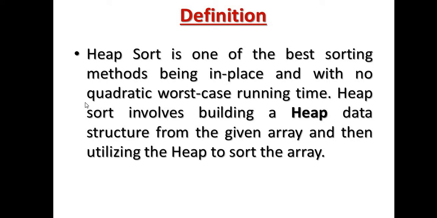Heap sort is one of the best sorting methods, being in place and with no quadratic worst-case running time. Heap sort involves building a heap data structure from a given array and then utilizing the heap to sort the array. Basically, heap sorting is based on the tree. First of all we have to make the tree, and then we have to perform the sorting.